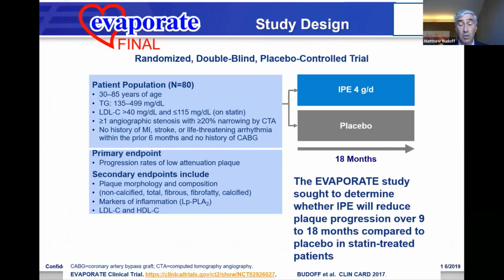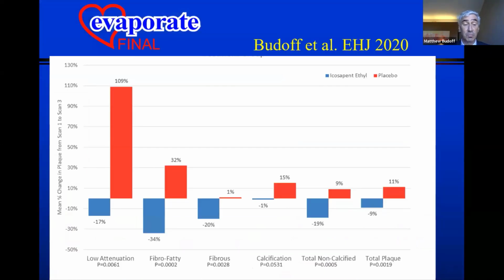More recently, at the European Society of Cardiology, we presented the EVAPORATE trial. This is another prospective double-blind placebo-controlled randomized trial looking at serial CT angiography using QAngio CT, randomizing patients to icosapent ethyl, or EPA, or placebo, and following them over 18 months.